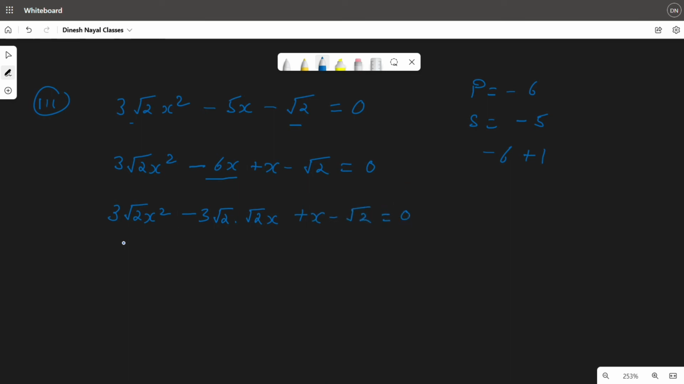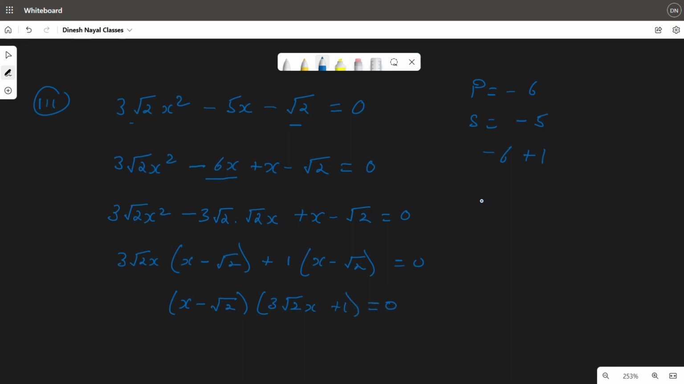Now see why I have written like this. This is because we are taking common 3 root 2x. If we take common 3 root 2x, over here will be x. Sorry, I have written 1 actually, not 1. This will be x minus, now 3 root 2x is common, so root 2 is left. Plus from here you can take 1 common, so this will be x minus root 2 equals 0. Now from the whole you can take x minus root 2 common. What is left here is 3 root 2x plus 1 equals 0.